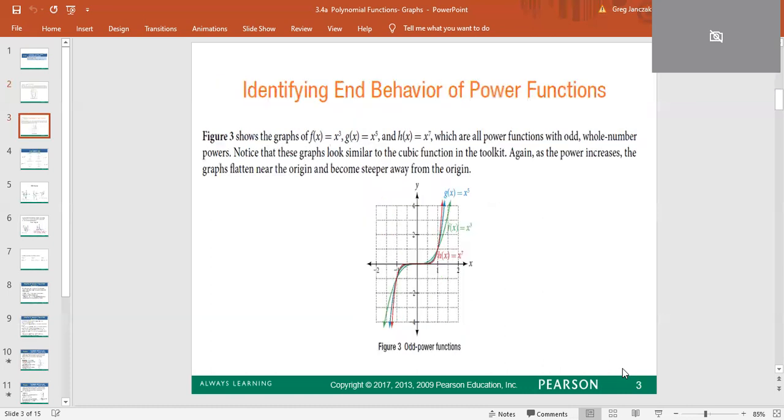Okay, here, this is identifying end behavior for odd functions like x cubed, x to the fifth, x to the seventh. X cubed is the green one, and as the exponent gets larger, again, it tends to widen out at the x-axis. So that's just to compare and contrast between x cubed and other odd powered functions. All right, nothing else to really copy there.